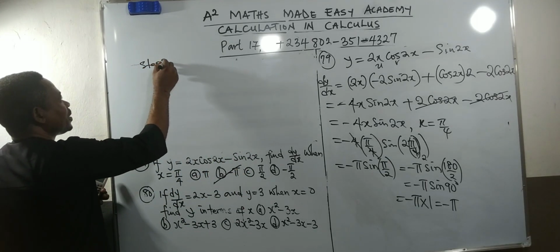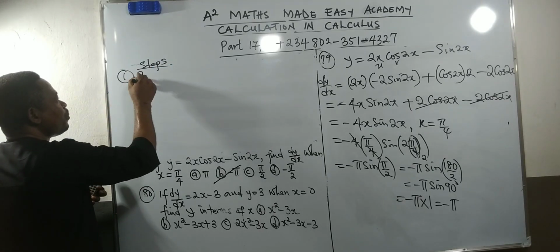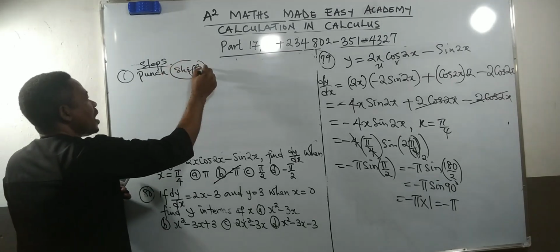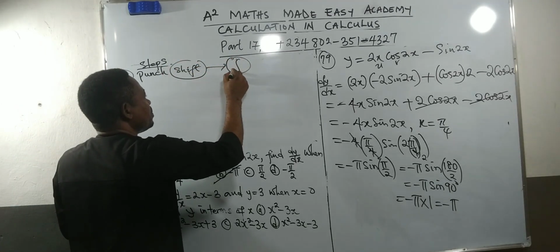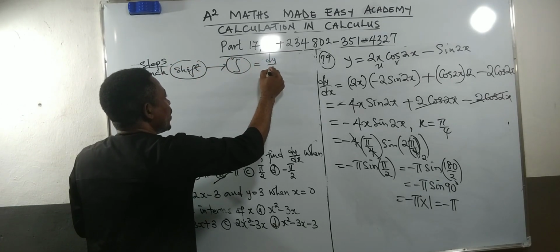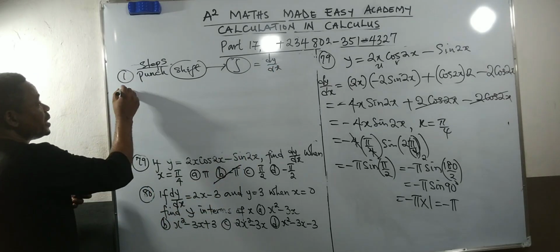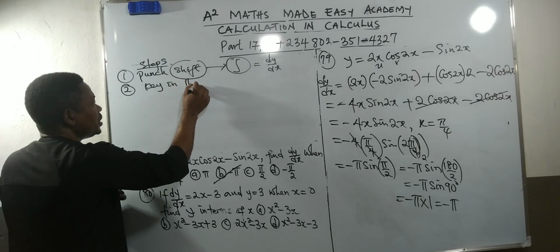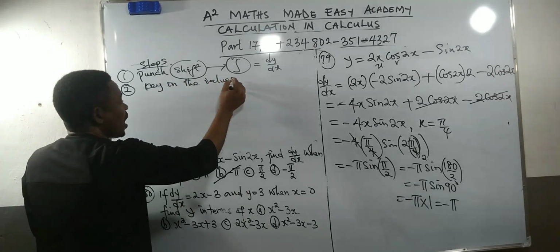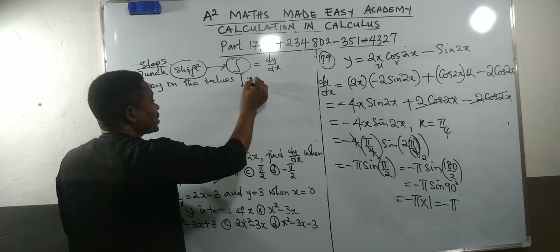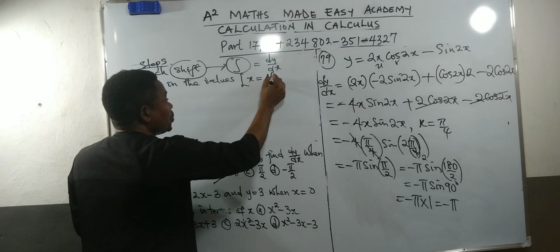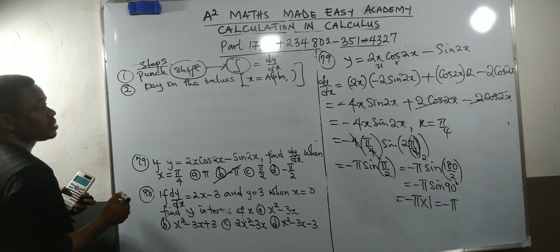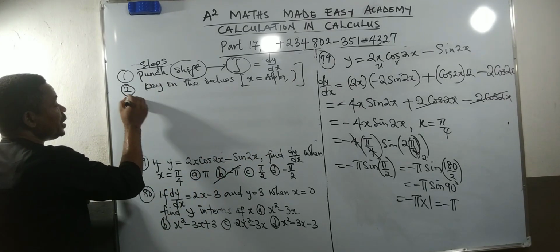Now look at the step. Very simple. Number 1 step is this. Punch shift, and what? Integration symbol. So dy over dx will appear. Then secondly, are you with me? Q in the values. Q in what? The values. And the values, anytime you encounter x, how do you punch x? I have told you countless times. Alpha, close bracket, x will appear.